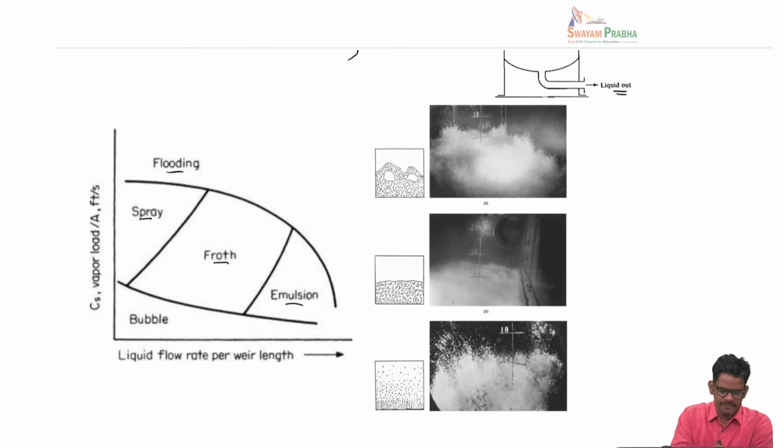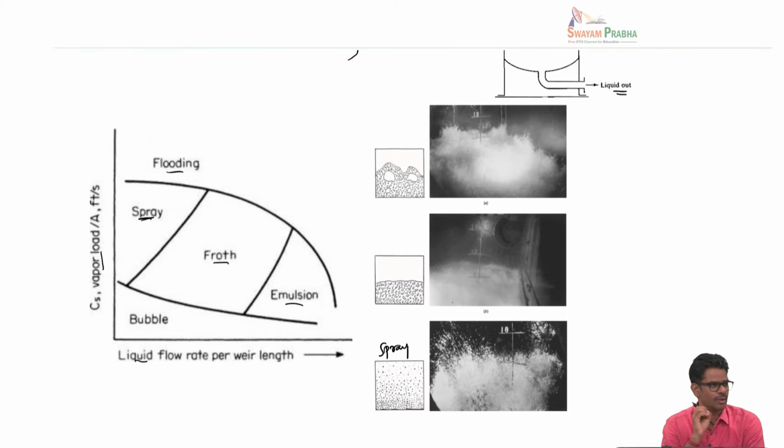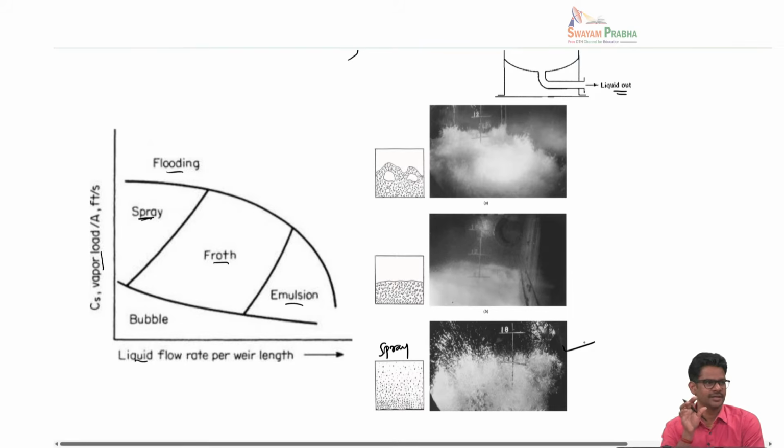So in spray, what happens is that you have a very high gas flow rate and a very small liquid flow rate. In this case, this is a spray regime, where the incoming gas will actually make sprays out of the liquid. Okay, so you'll see the liquid is going like a spray. So this is a photograph taken in situ of a column operated under spray conditions.